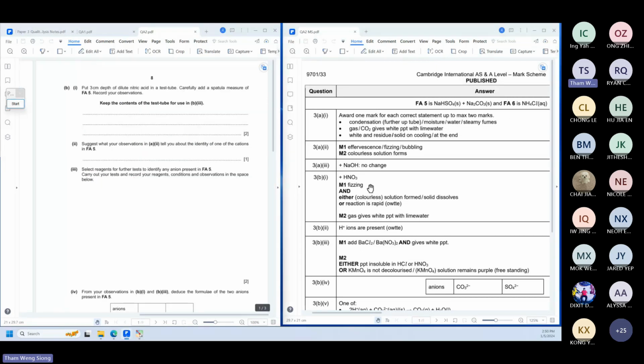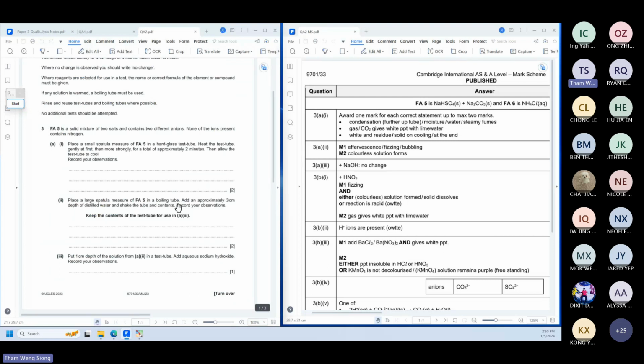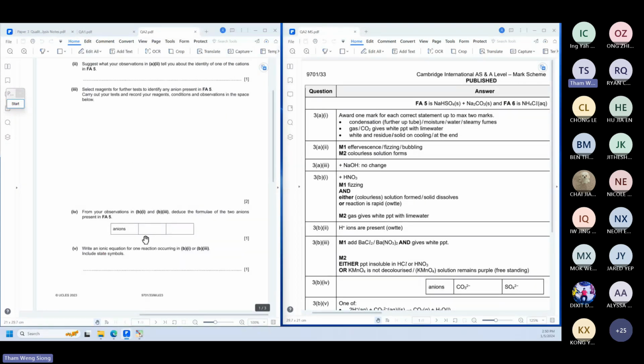The reason I'm showing all this, although looking at the mark scheme seems easier, is that when you are doing this experiment at the time, trust me, it will become very confusing. That's why you'll notice at the end they ask what is the anion.